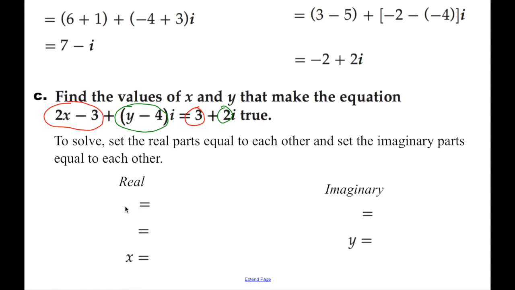So let's go ahead and set that up. So the real part, we have 2x minus 3 is equal to 3, and the imaginary part, we have y minus 4 is equal to 2. And now we can just solve those independently. Adding 3 to both sides, we get 2x is equal to 6, or x equals 3. Adding 4, we get y equals 6. So those are the values of x and y that would make that a true statement.